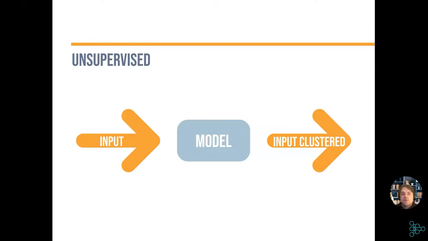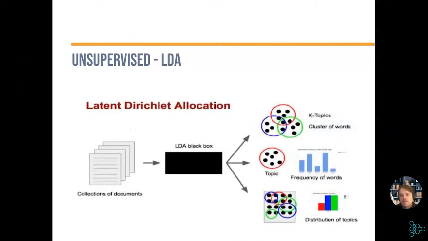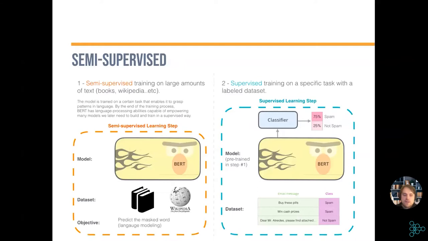Unsupervised learning is also a big part of machine learning. In this case, you just have an input and your model is trying to find patterns and proximity in your data. Using this proximity, the model is able to identify different clusters. This is used for LDA, for example, so topic modeling, which is something we're going to see, but it's also used in semi-supervised learning, which goes into training models like BERT or other deep learning models.